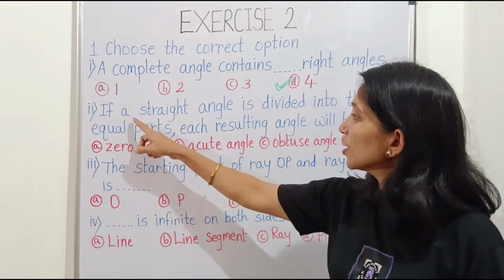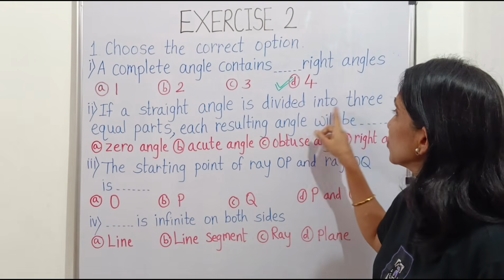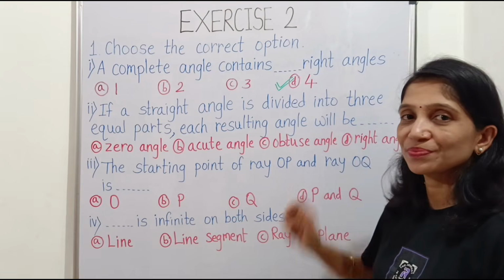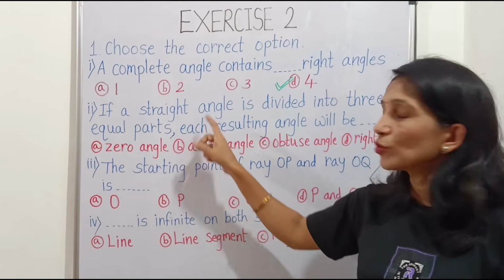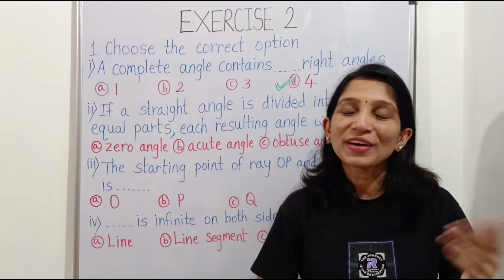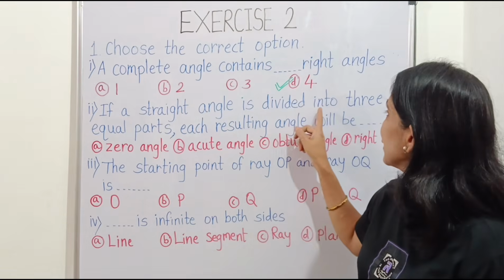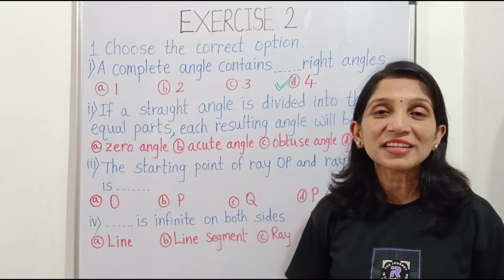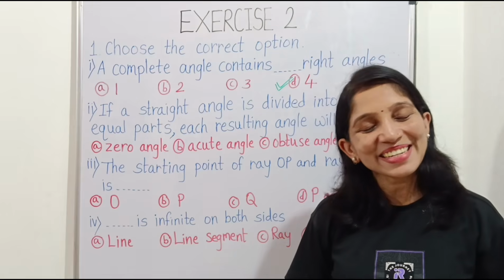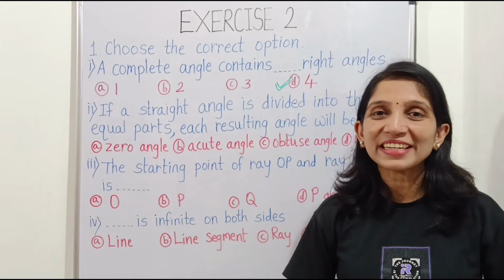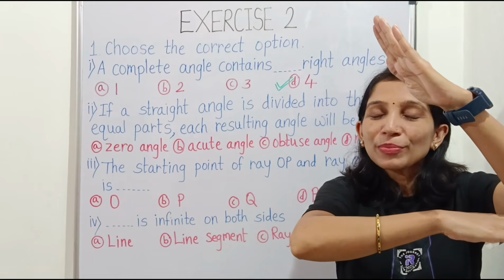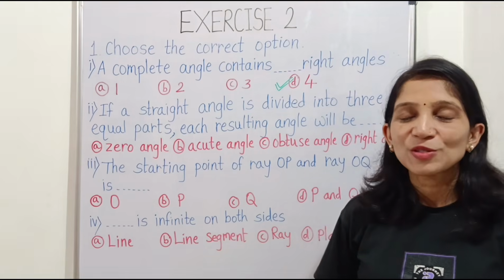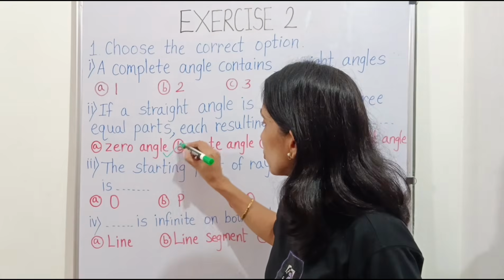Second, if a straight angle is divided into 3 equal parts, each resulting angle will be dash. Straight angle. What is the measure of straight angle? 180 degree. It is divided into 3 equal parts. 180 divided by 3. What answer we will get? 60 degree. So 60 degree is more than 0 but less than 90. That means it is acute angle. Very good. So our answer is acute angle, option B.